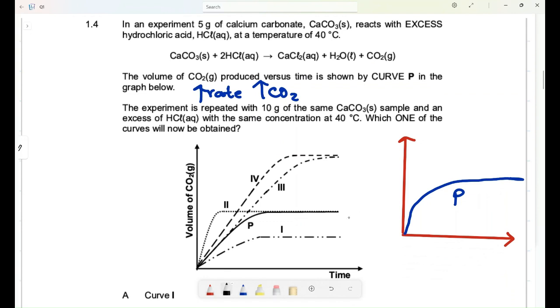So if I were to redraw the graph of this reaction, I'm saying the rate increases. If the rate increases, it means it will start with a steeper gradient. Again, it will form more. Remember, this is the amount of carbon dioxide formed per time. Remember, more collisions occur per unit time. So the rate is higher, and the amount of carbon dioxide formed is also greater.